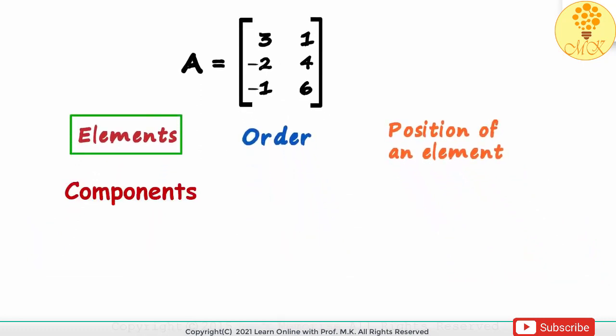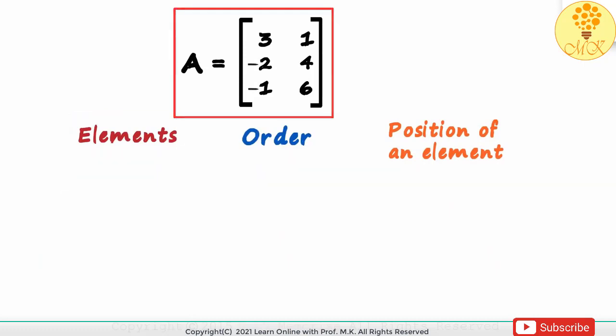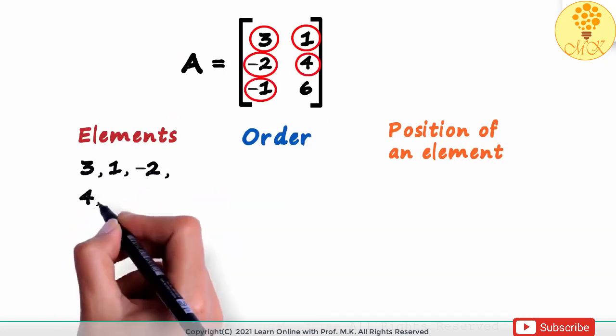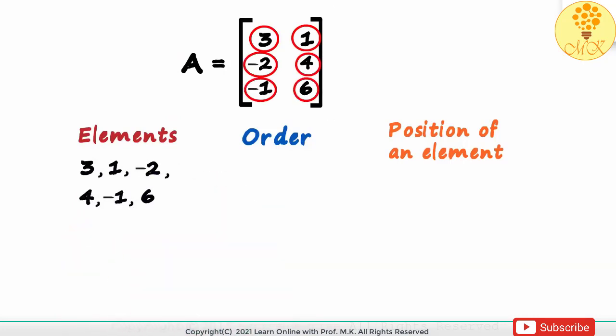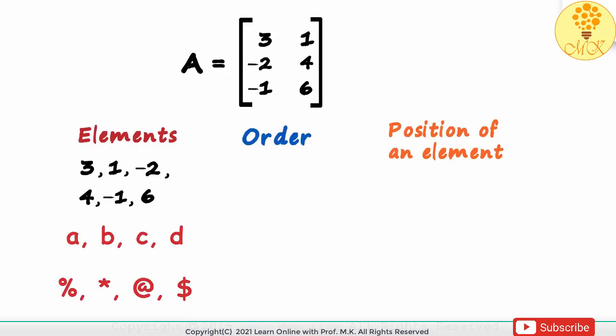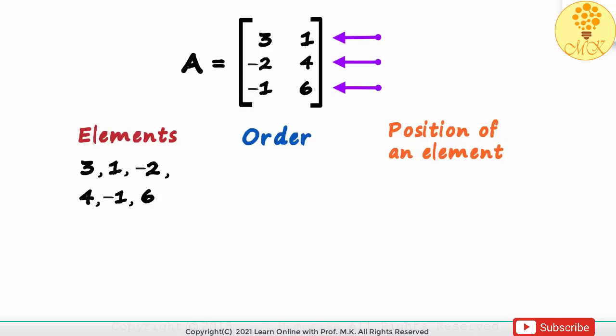Elements are nothing but the components of the matrix. This matrix A has 6 elements: 3, 1, -2, 4, -1, and 6. That's all. And the elements of a matrix don't have to be numbers. They could also be letters or random characters. So the elements arranged in rows and columns make up a matrix.